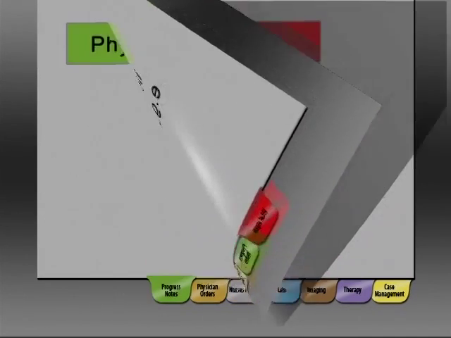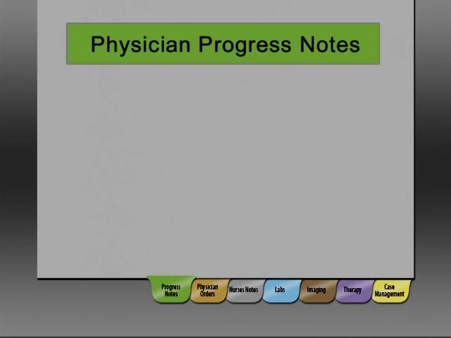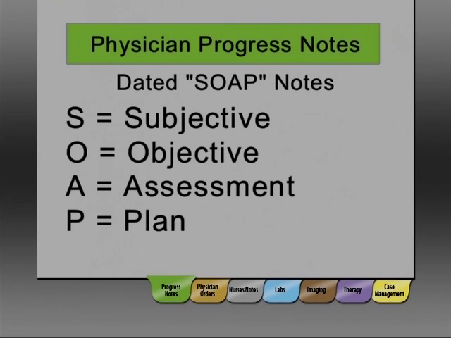The Physician Progress Note section is where you can find when the doctor's last visit to the patient was and what the medical findings and medical plan were as of that date. A physician's progress note follows a general template called the SOAP note.